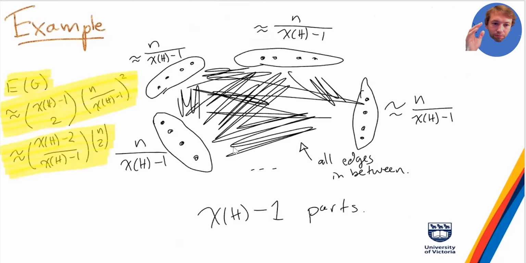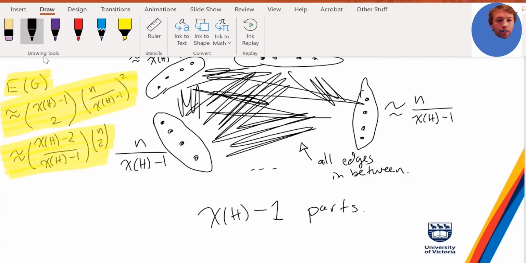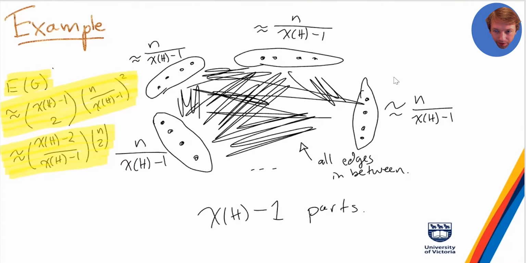And then it's probably not a stretch to realize that the way to generalize this, of course, is to take a complete multipartite graph where the number of parts is the chromatic number of H minus 1. Right? So you've got about n over chi of H minus 1 vertices in each part, and you have this many parts.